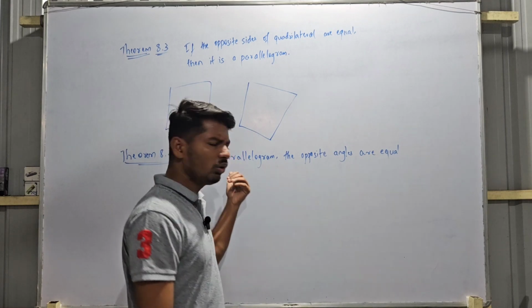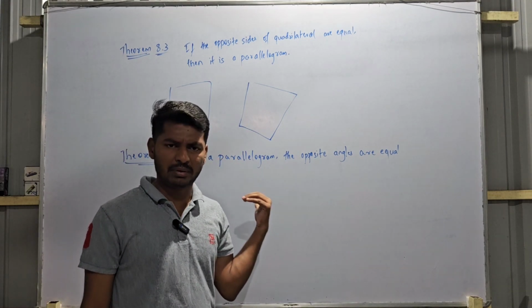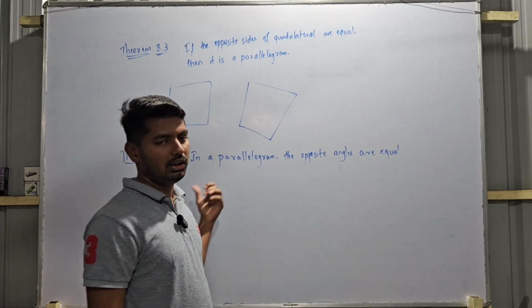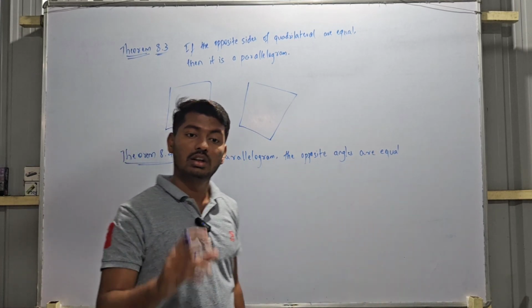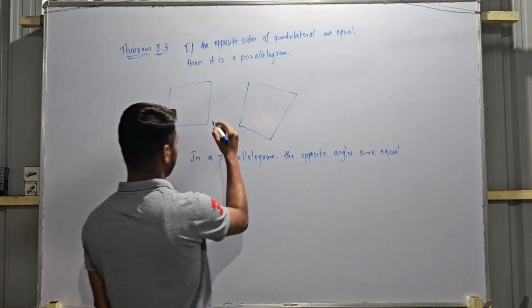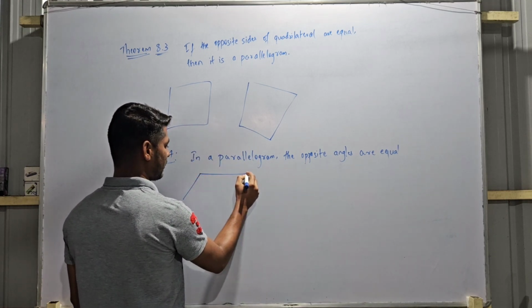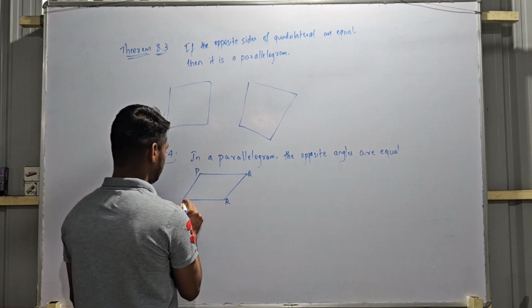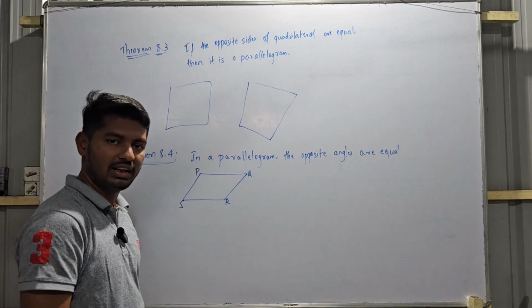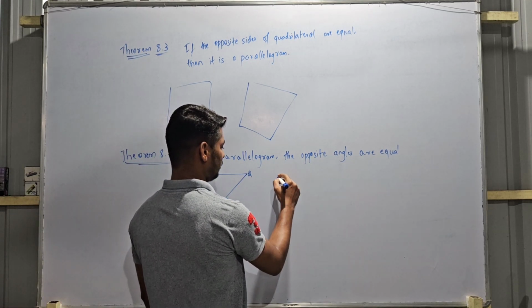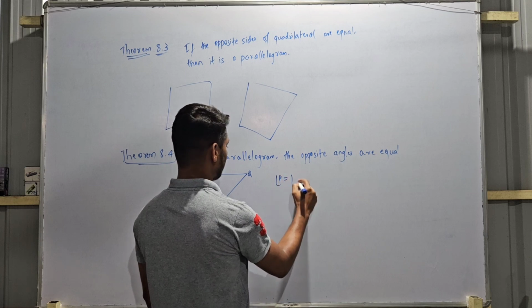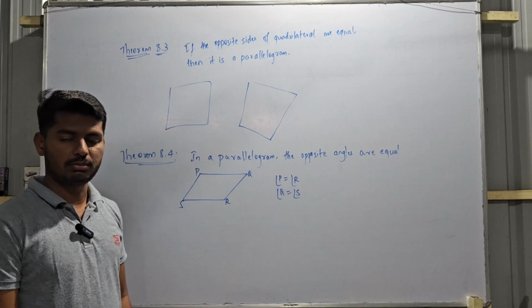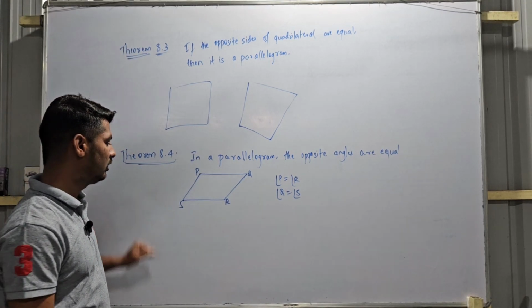Same as 8.2 what we studied. 8.2 is that in the parallelogram the opposite sides are equal. Here we will discuss the angles, that in a parallelogram the opposite angles are equal. That means if there is a parallelogram like this, PQRS, okay, then here angle P is equal to angle R and angle Q is equal to angle S. This is the statement of the theorem number 8.4.